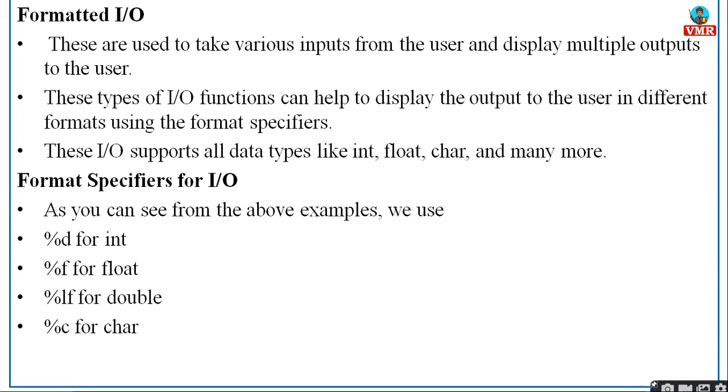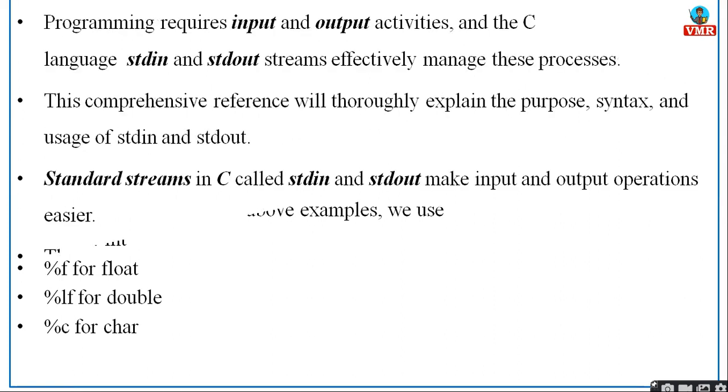So here are a few basic examples which we will be using most of the time. %d is used for int, %f is used for float, %lf for double, %c for characters, and you can have %s for your strings. That is also used very frequently. So these are a few format specifiers for different data type values.